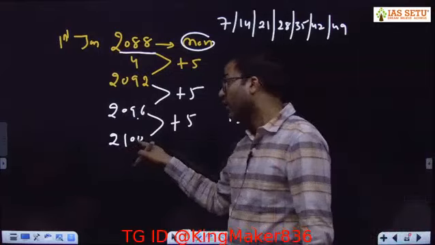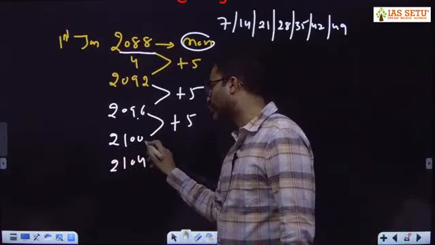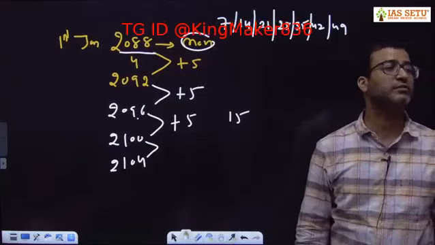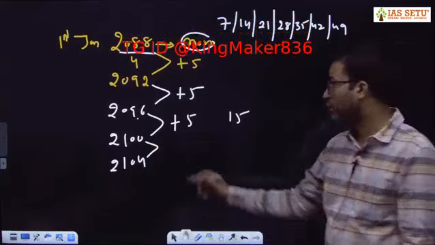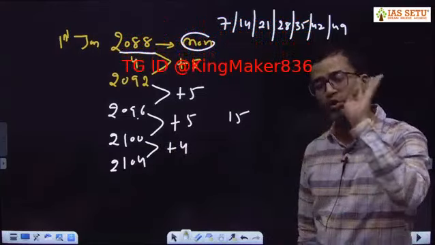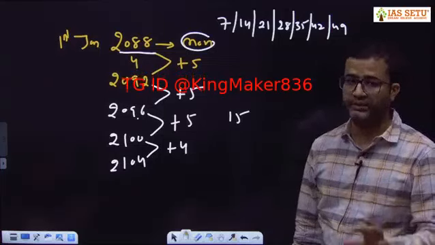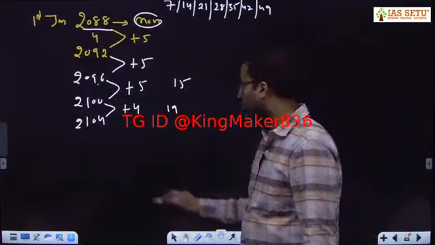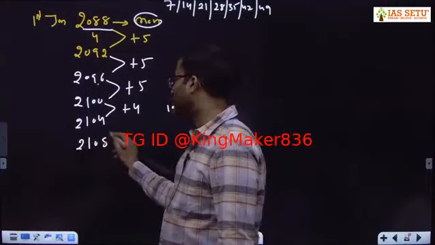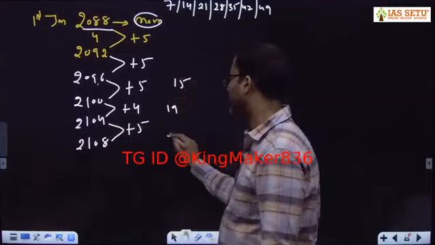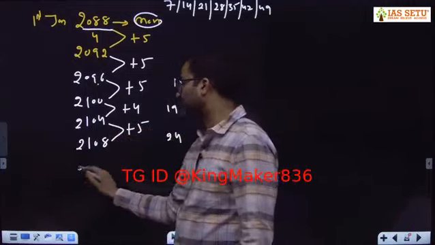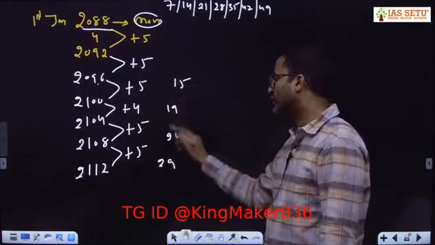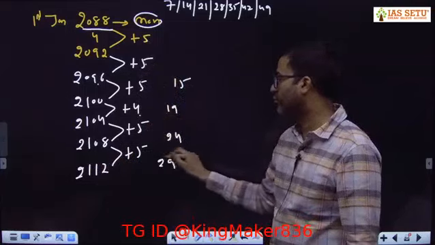No. Then 2100 to 2104, all these 4 years are normal years, because 2100, as a century year, will be a normal year, that we know very well. So there are 4 normal years and 4 normal years give 4 odd days. There is no leap year. So you get 19. Next, 2104 to 2108, 4 years with 1 leap year, 5 odd days, 24. Then 2108 to 2112, so you get 29. 5, 10, 15, 19, 24, 29.